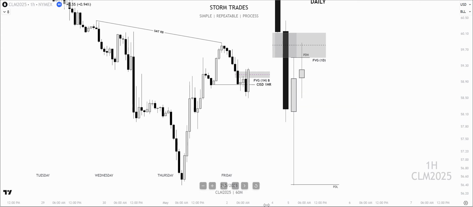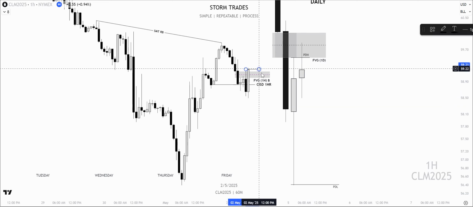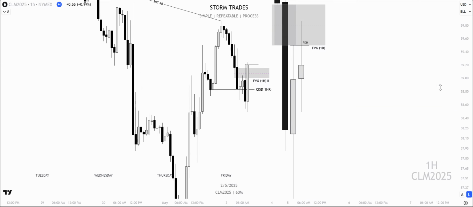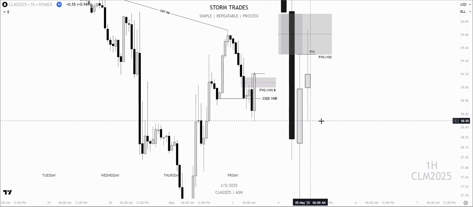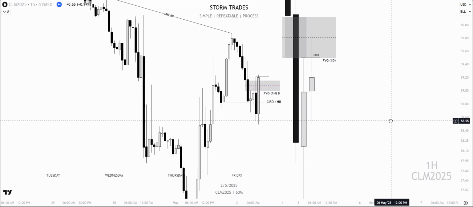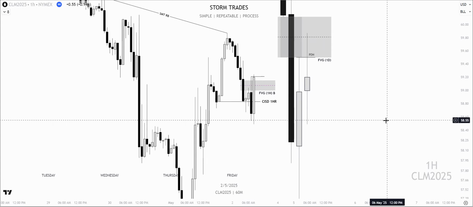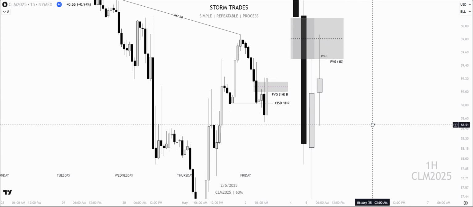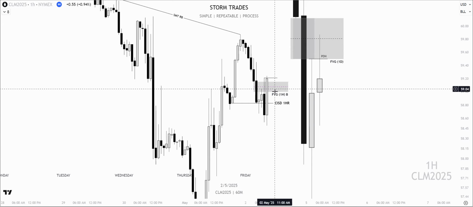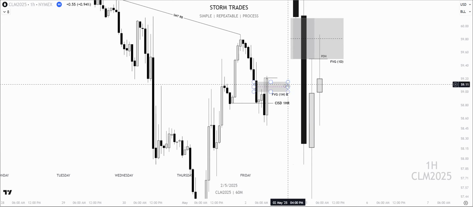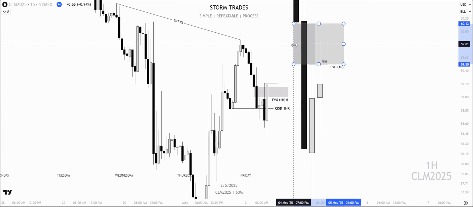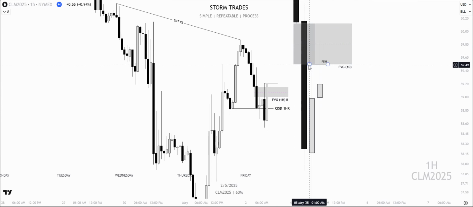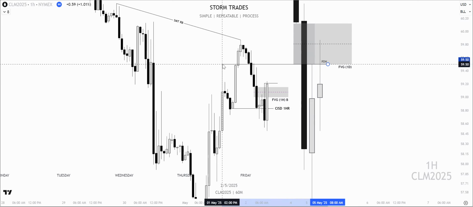This is our manipulation right here. We actually closed above this bearish hourly fair value gap. However, it was due to NFP, which doesn't necessarily mean that I'm automatically going to be bullish here just because we close above it. Everything is taken into consideration. Okay, so here's the previous daily high.